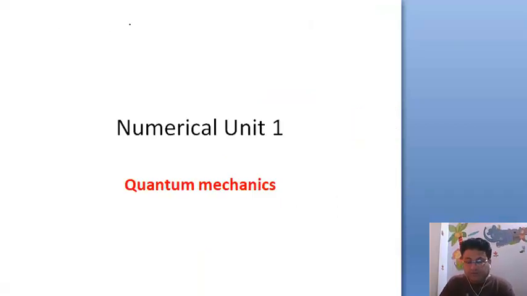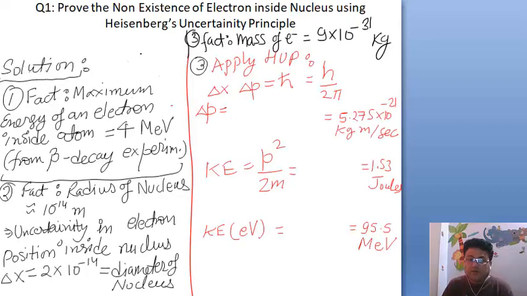Today we are going to start doing some numericals on quantum mechanics, because this is your first unit for the BTech first semester engineering physics course. So I would start with the very basic question that is related to the Heisenberg uncertainty principle.